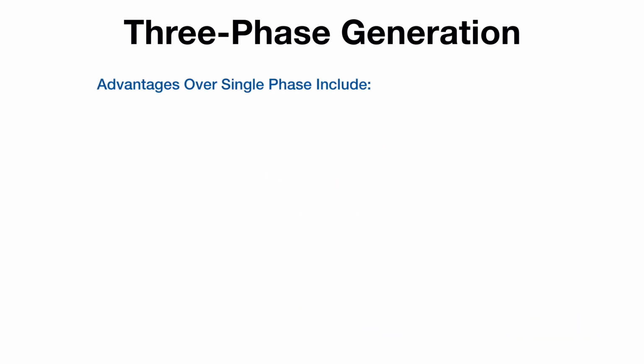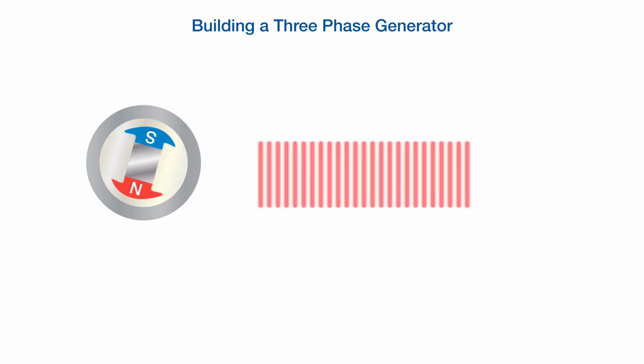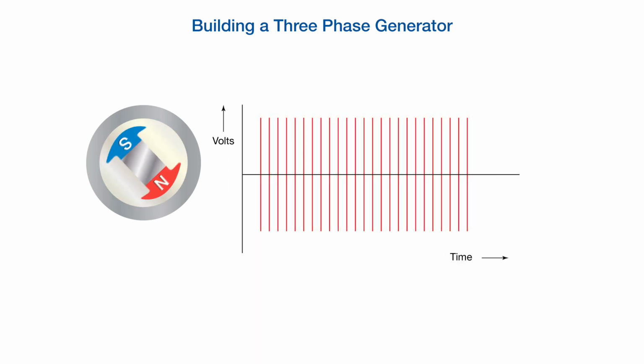Advantages over single-phase include more compact, greater efficiency, and can manage greater loads. As indicated, a single-phase brushless generator with a rotating magnetic field has one set of coils wound into the stator. A three-phase generator is made possible by winding into the stator three sets of coils.